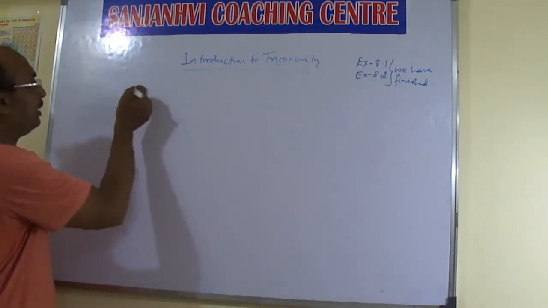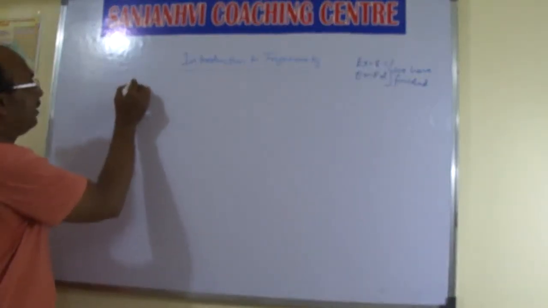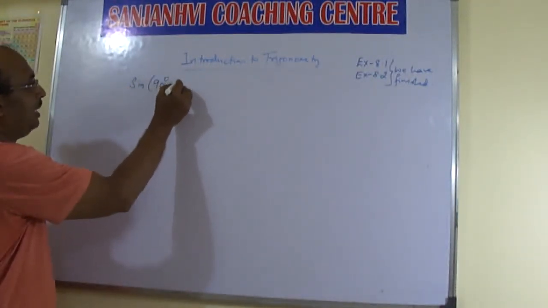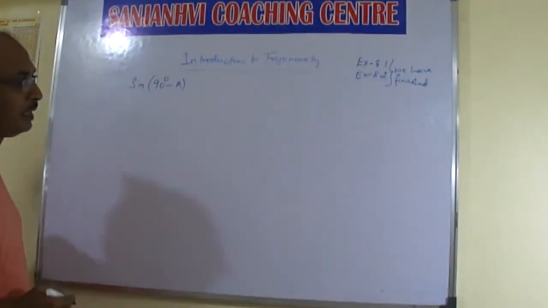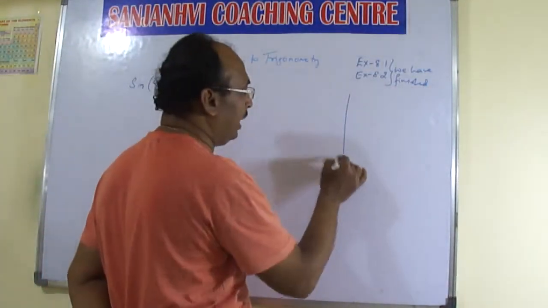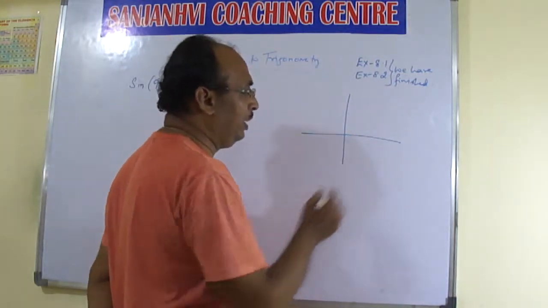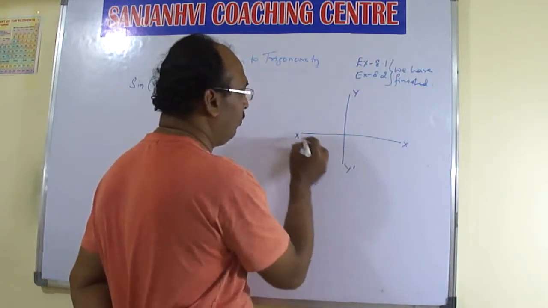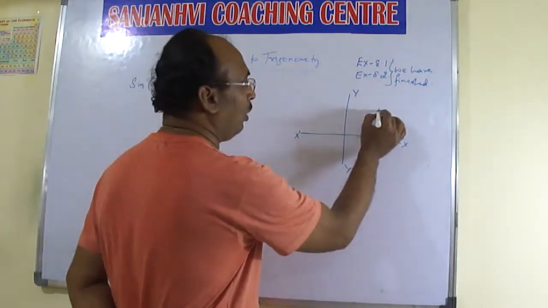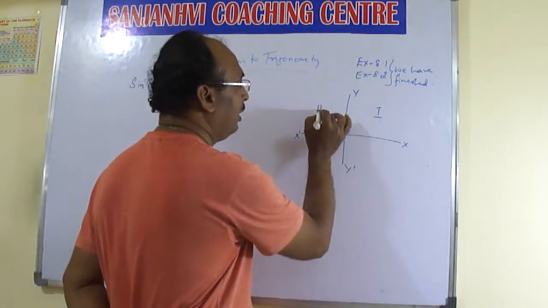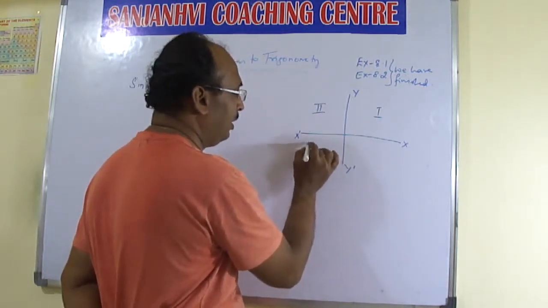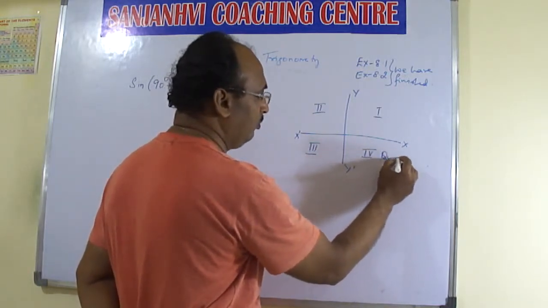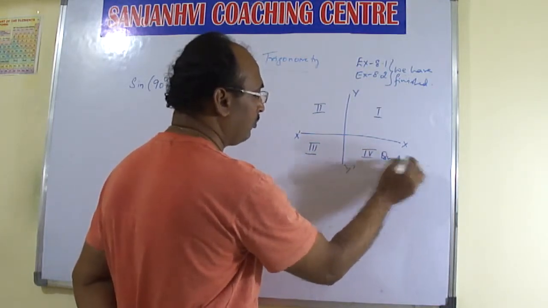We need to study sine of 90 degree minus A. So what is there? You know this is coordinate geometry, already you know. So this is the x-axis and this is the y-axis. This is called first quadrant, this is called second quadrant, this is called third quadrant, and this is called fourth quadrant.